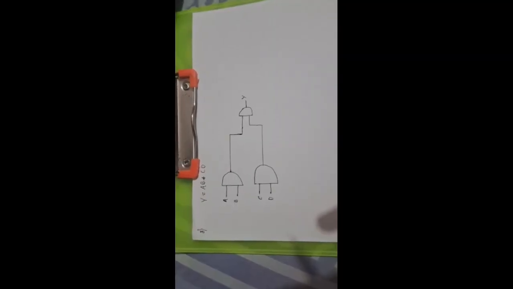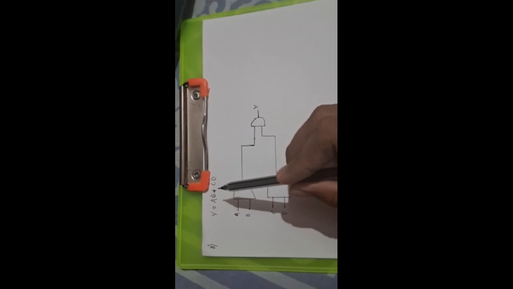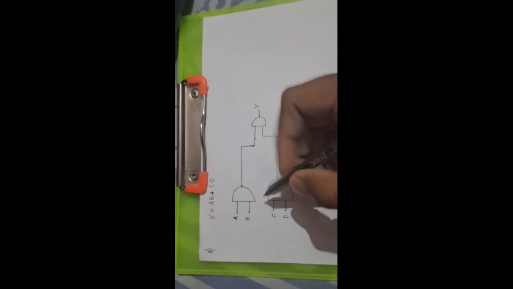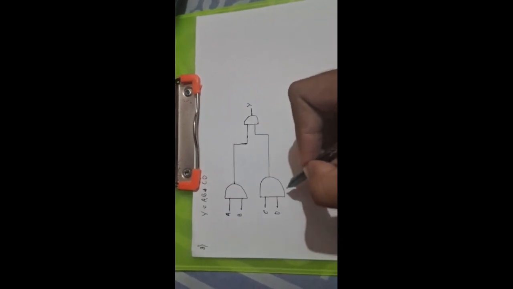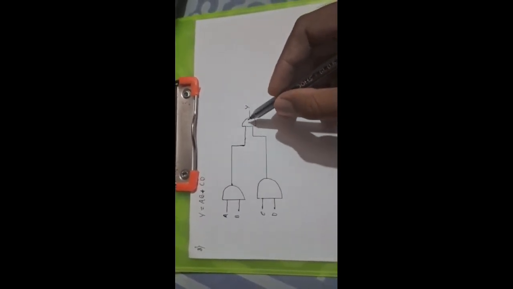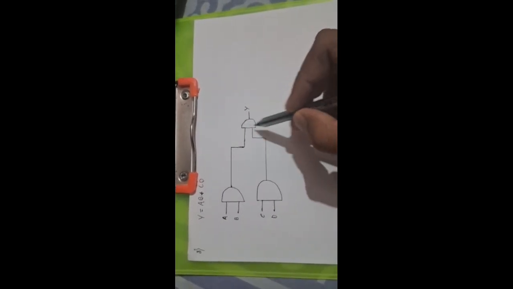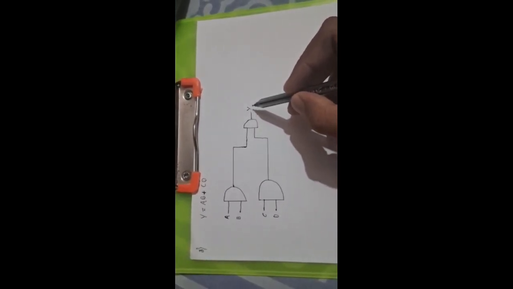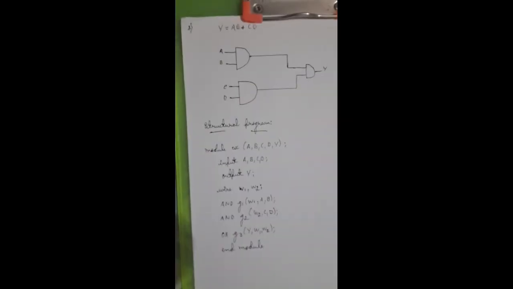Now we shall talk about the Verilog HDL program. They have given the expression Y is equal to A dot B plus C dot D. A dot B means the AND gate which is present here, and C dot D means the AND gate which is also present here. The outputs of AB and CD are connected to this OR gate, and we will obtain the output Y. Now I shall write the structural program.